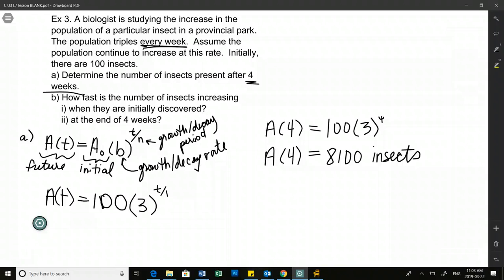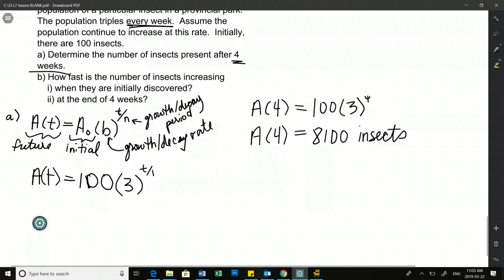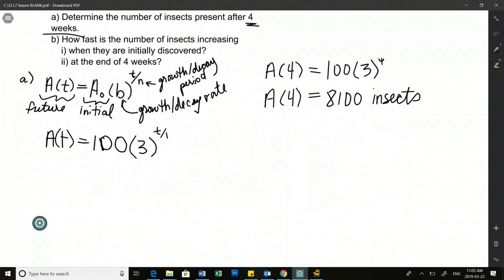Pardon? Yeah, you could, but it's going to be challenging for you when you go to part B if you don't have an equation. So, okay, we're almost there, guys. Stay with me.